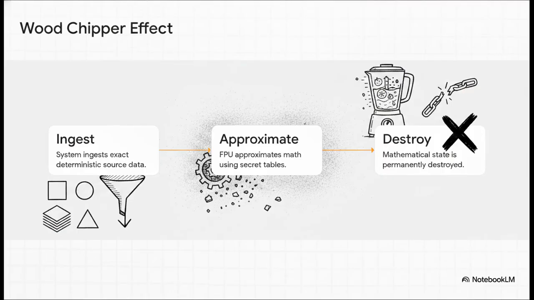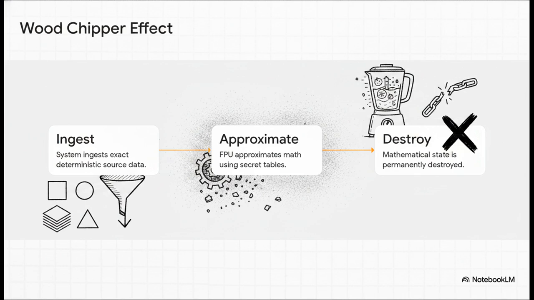And relying on this FPU Gambler creates a devastating real-world consequence that we can call the wood chipper effect. Once your exact source data is ingested, the hardware constantly chops off tiny fractions, like, say, the 23rd decimal bit, just so it can squeeze continuous numbers into fixed memory slots.